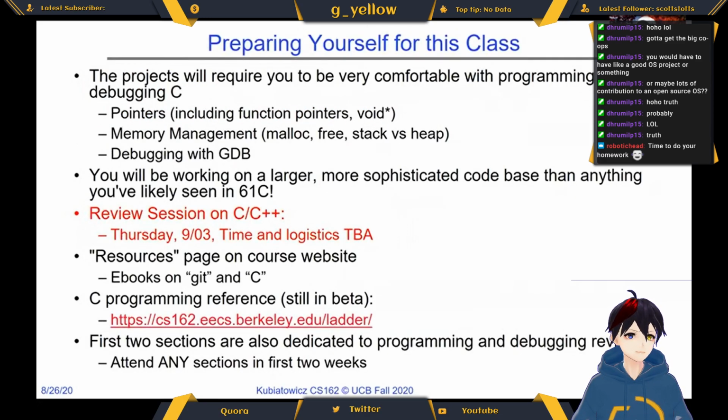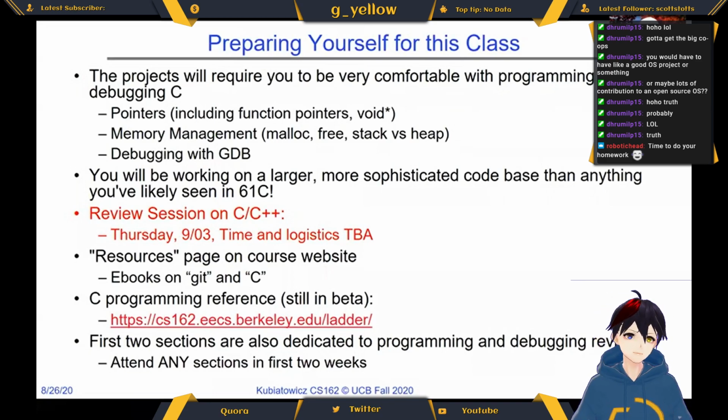To prepare for this class, you're going to have to be very comfortable with programming and debugging C. You're going to want to learn about pointers, memory management, and GDB, in a much more sophisticated and larger code base than 61C. We have a review session on Thursday, the 3rd of September, to quickly review C and C++ concepts. Stay tuned, and consider going for a refresher.